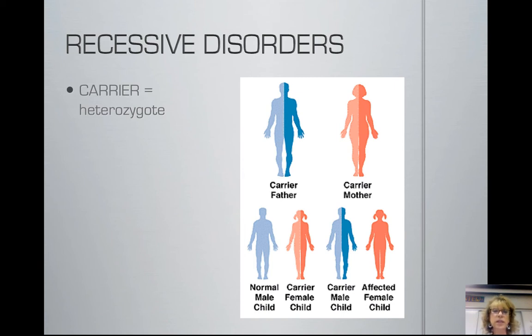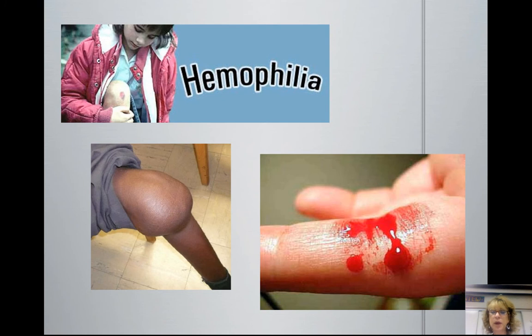One of the reasons that recessive disorders are more common is because of carriers. Carriers are the heterozygotes. A lot of times people don't know they're carriers because they have the dominant allele, they're normal, and they don't realize that they're carrying the recessive allele. But if two carriers have a child together, there is a 25% chance that that child is going to have that disorder. Some examples of recessive diseases are hemophilia.